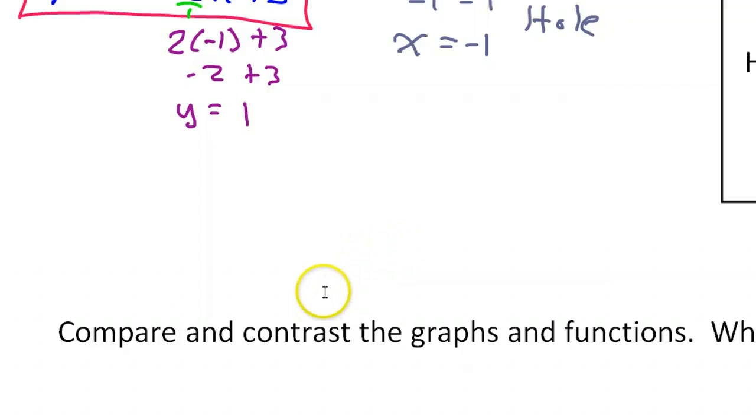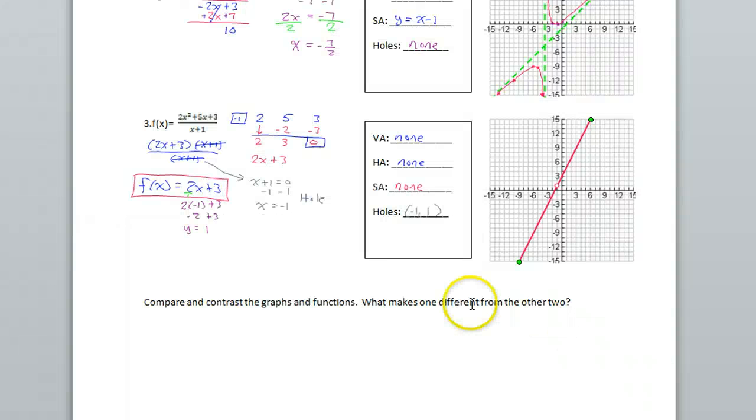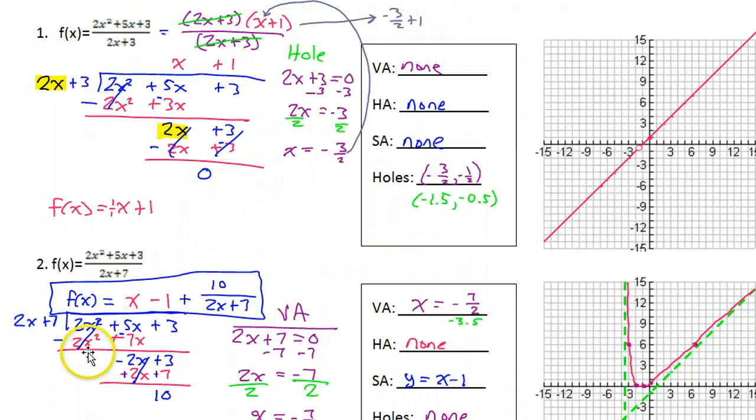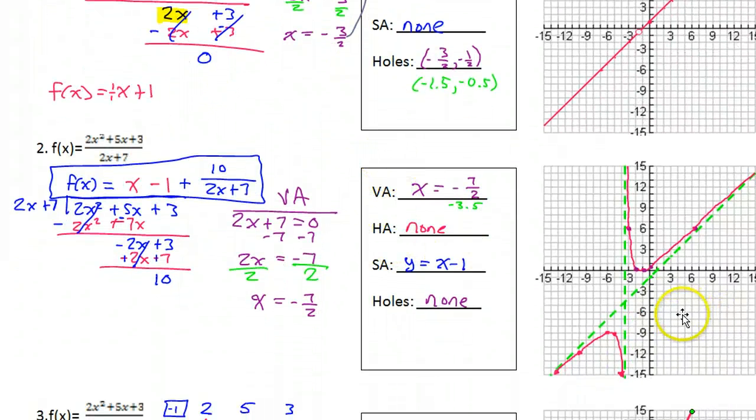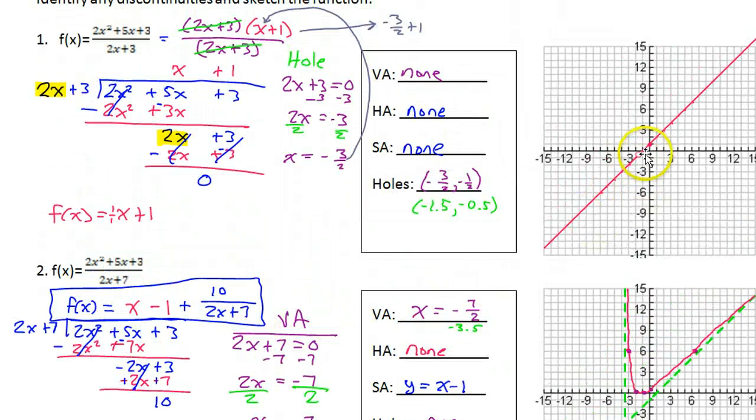Wait, there's this last little part at the bottom I forgot about. Compare and contrast the graphs and functions. What makes one different from the other two? Well, the one that's different from the other two is clearly the middle one. The middle one has 2 branches. It has a vertical asymptote and a slant asymptote. Whereas other than the hole, the other 2 functions are just linear functions with a hole, no asymptotes.